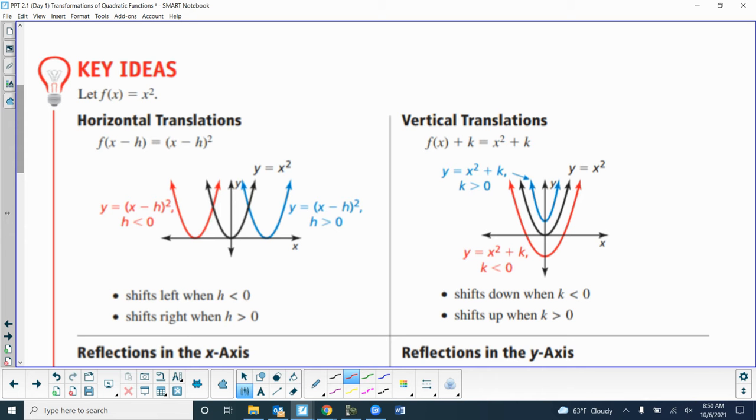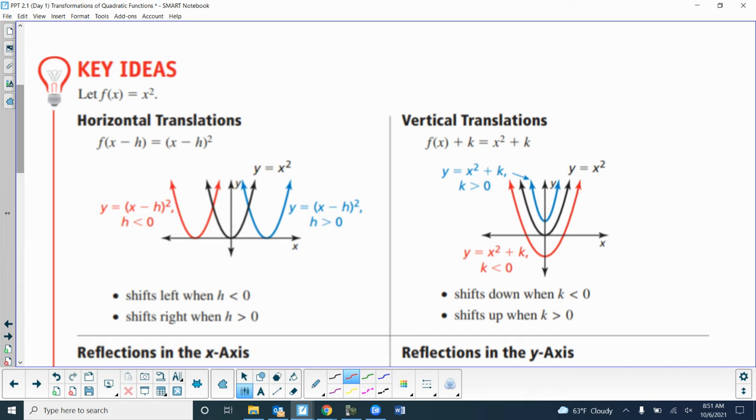Okay? Horizontal translations, we're doing something to the x value. We're moving it right or left. If h is negative, you go left, because it'll be x minus a negative h, or plus h. So it actually goes the opposite direction, remember? If h is a positive number, it goes right, because x minus a positive number, you go the opposite way. So it shifts left when h is negative, shifts right when h is positive. Again, because it starts out as x minus all the time.